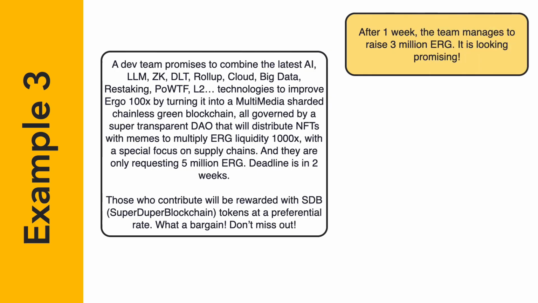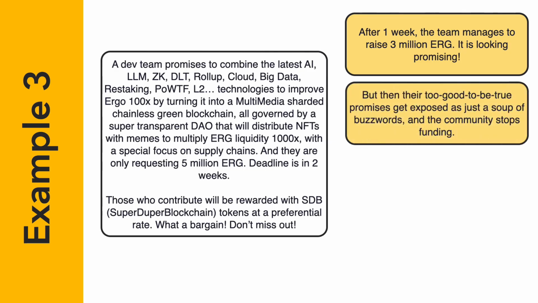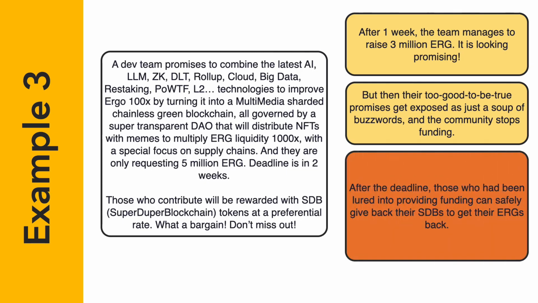And let's suppose that after 1 week, things are looking really good, right? And the team manages to raise 3 million ergs. But then their too good to be true promises get exposed as just a huge soup of buzzwords, and the community stops funding. So after the deadline, those who had been lured into providing funding for this scam can safely give back their SGBs to get their ergs back.